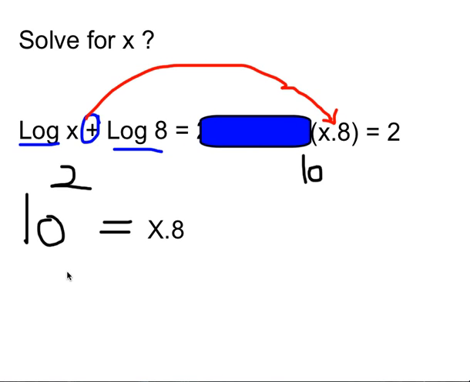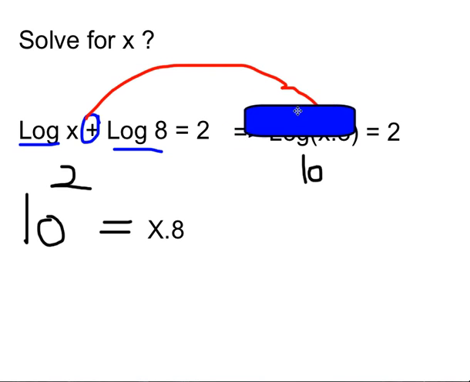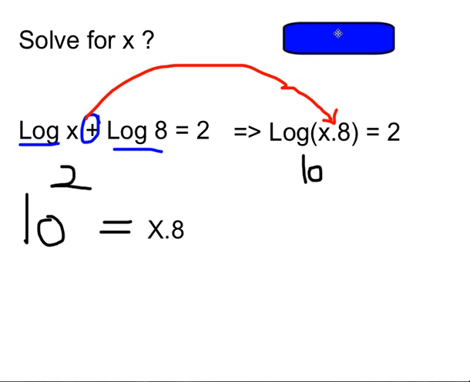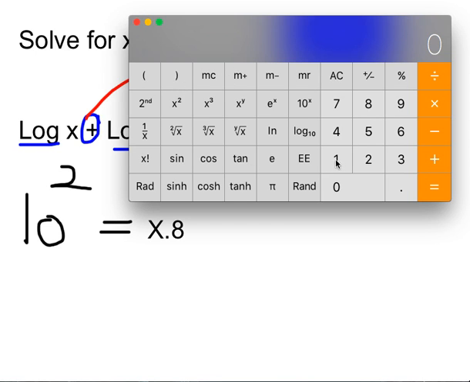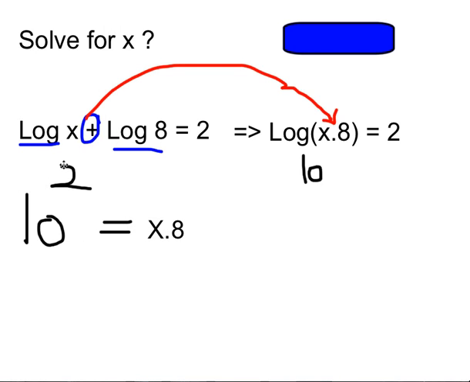Done. Now, on the next line, 10 to the 2. We're gonna use a calculator. Let's see what 10 to the 2 is. 10 to the 2 means 10 times itself twice, so it's 100. So 10 to the 2 means 10 times 10, so I'm gonna write 100 is equal to x times 8, or I can write it as 8x, which is the same thing.